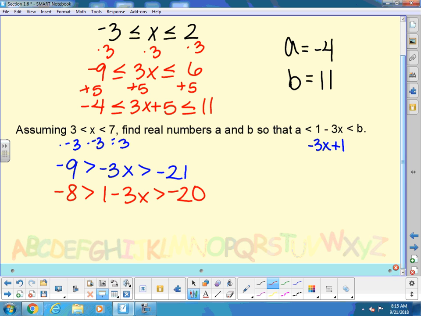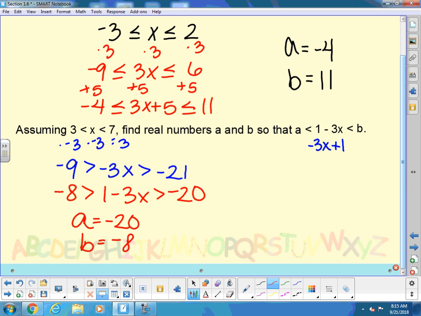Now be careful here. In what I see versus what I started with, the inequality signs are flipped. So what is a? -20, it's the smaller number. And b is negative 8. Okay? All right.